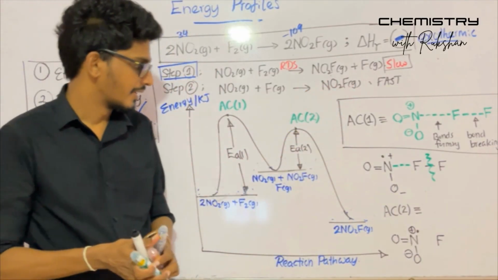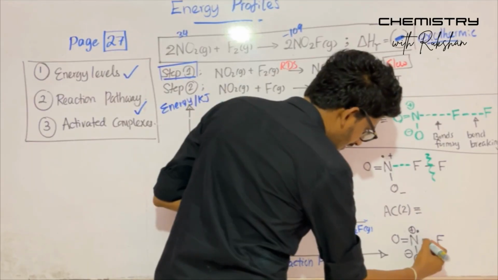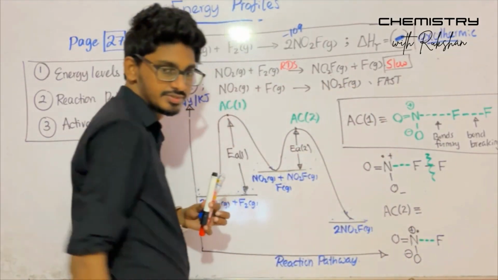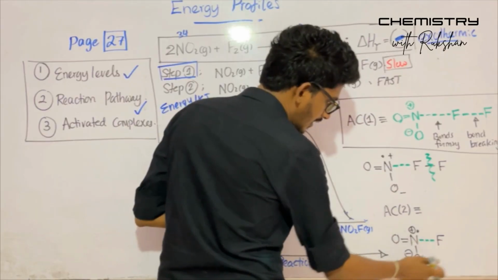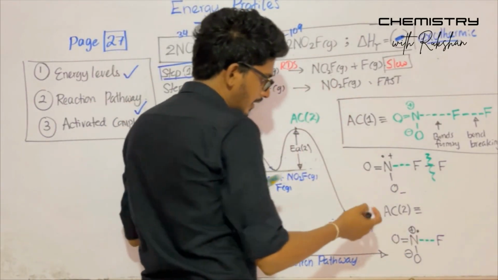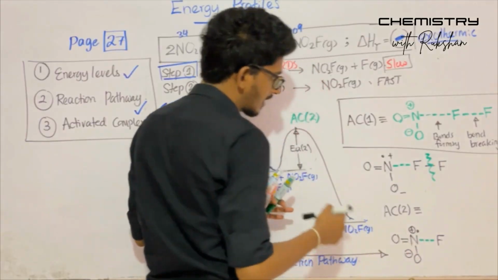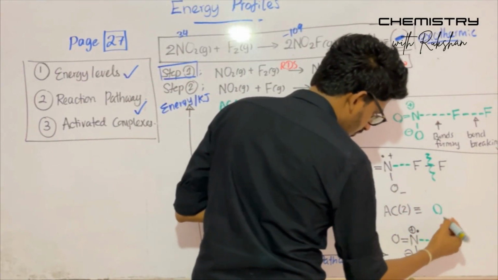So no need of bond breaking. Just this bond forming will give you the NO2F. If you just form this bond between the N and F, you get the NO2F. So that is your activated complex. This should be marked with the lower red lines. So this is the activated complex 2.